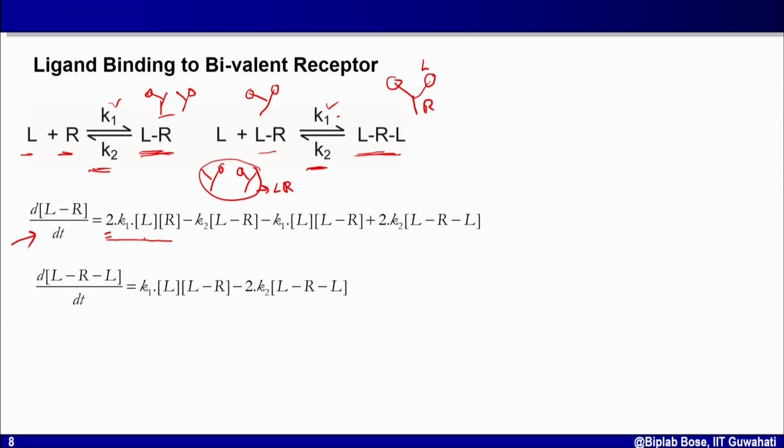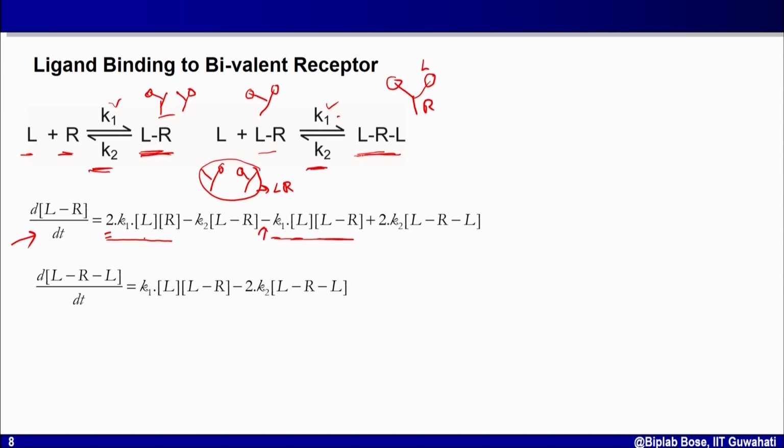So I have 2 into K1 into L into R minus K2 LR. Minus K2 LR represents the reversal, the breaking down of LR to L and R. So that's why the minus sign is there. Now remember, LR is also getting used up in the formation of the second complex, where another ligand comes and binds. So that rate is represented by K1 L, that is the concentration of free ligand, into the concentration of the first complex LR. So this process is actually using up LR. That's why I have a minus sign here.